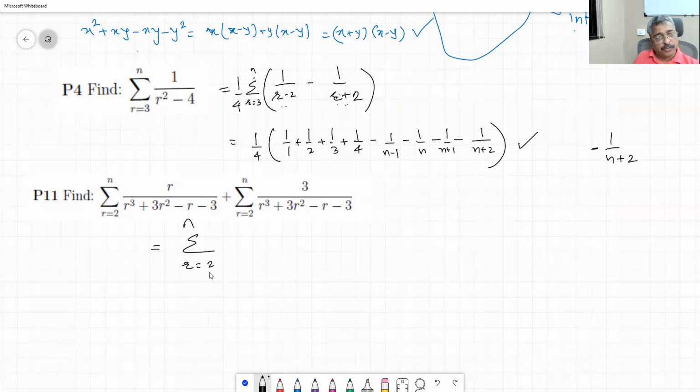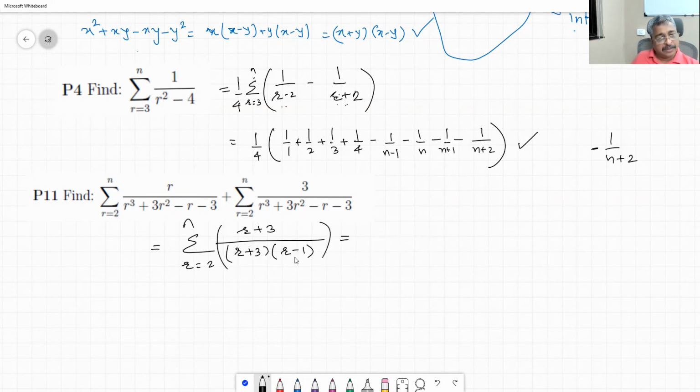So sigma r goes from 2 to n r plus 3 upon. Now can we factorize this denominator? Yes, I think we can. R plus 1, R minus 1, R plus 3. R square minus 1, R plus 3, R minus 1 is equal to this. So now R plus 1 is there.